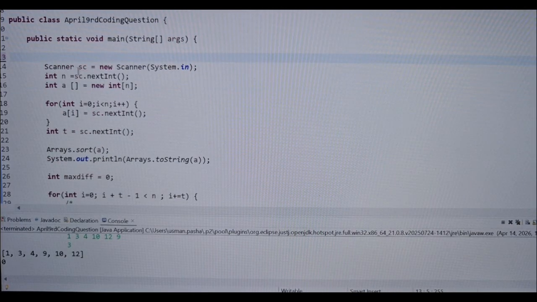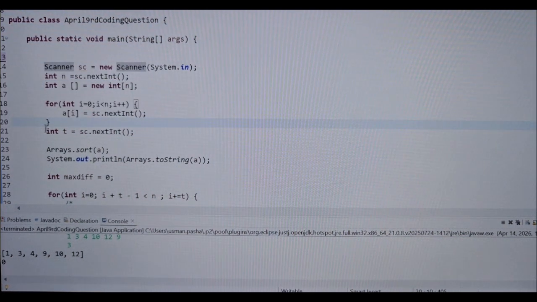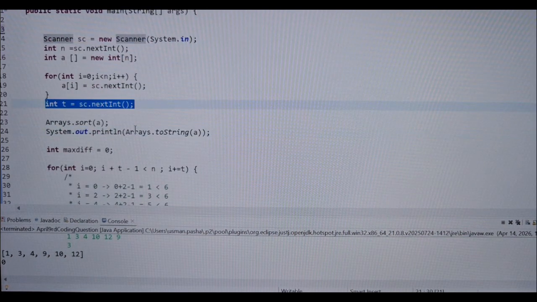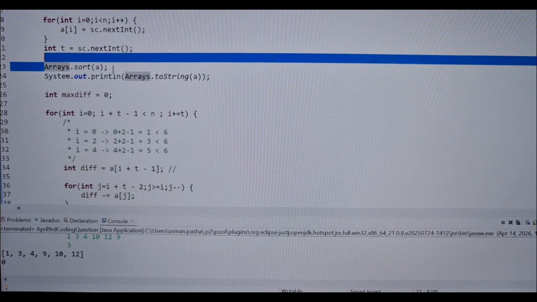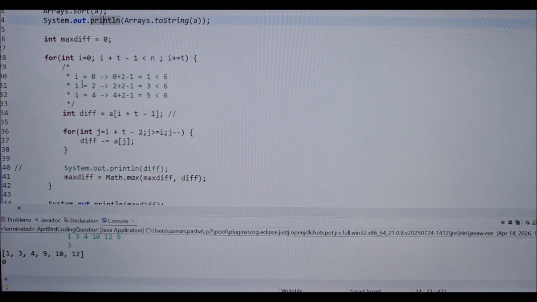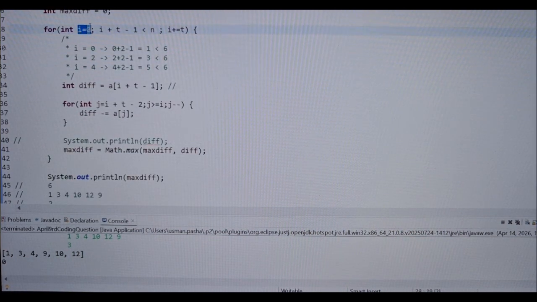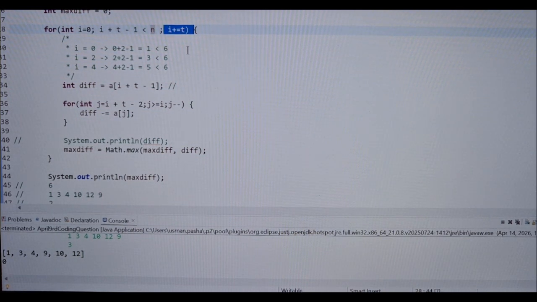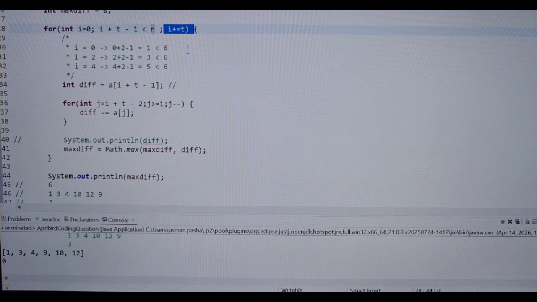So here we have written the input, that is the first element is the n value, the next thing is the array elements, and the third thing is the group size. Here first I have sorted the array and printed it. So the logic here is I am running the loop from 0 until n, and I am incrementing i by i plus equals t. Okay, I think you got this.